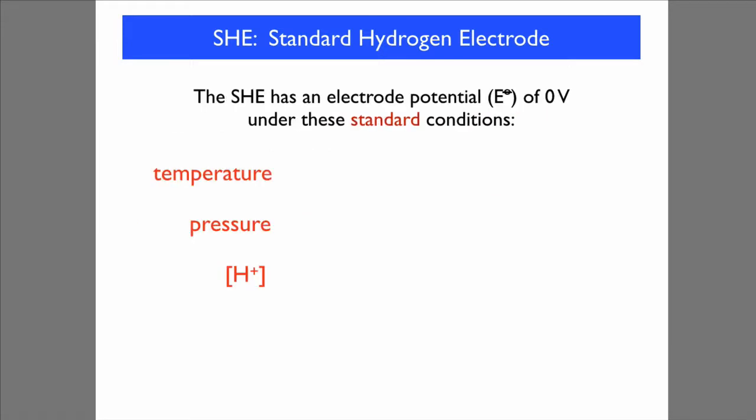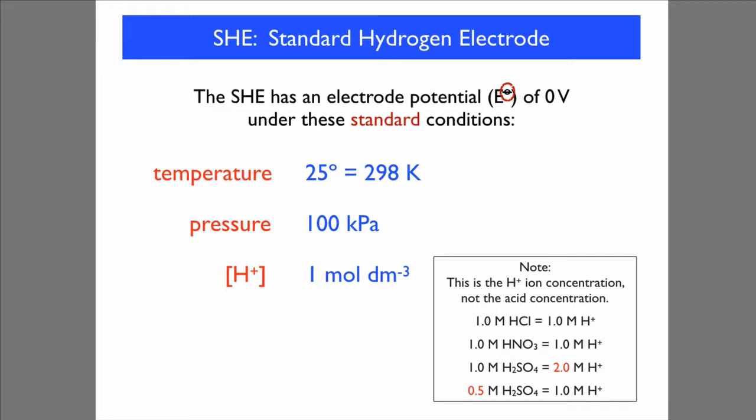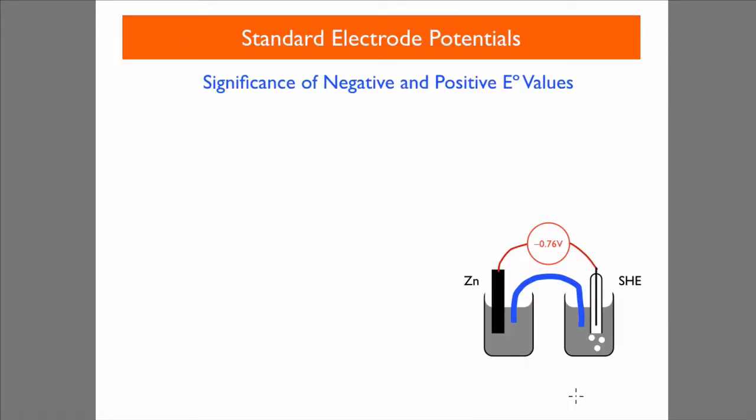Sorry, why did I go forward? So the SHE has an electrical potential of 0 volts under these standard conditions: 298 Kelvin, 100 kilopascals, 1 mole per decimeter cubed. But do note that this is the hydrogen ion concentration, not the acid concentration. So it makes no difference for HCl or nitric acid, but for H2SO4, 1 molar H2SO4 is actually 2 moles of hydrogen ions. So you'd have to use 0.5 molar H2SO4 to get 1 mole of hydrogen ions.